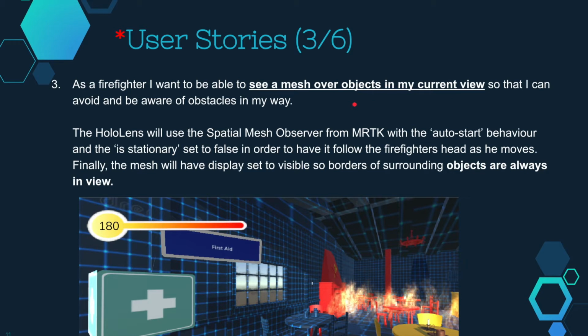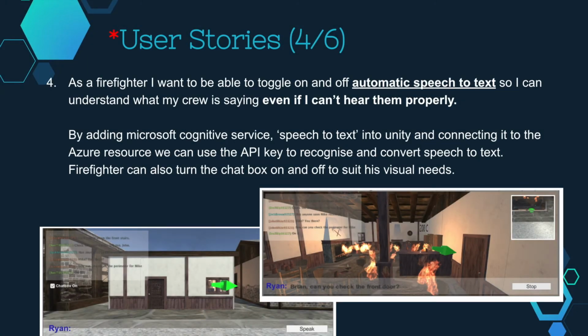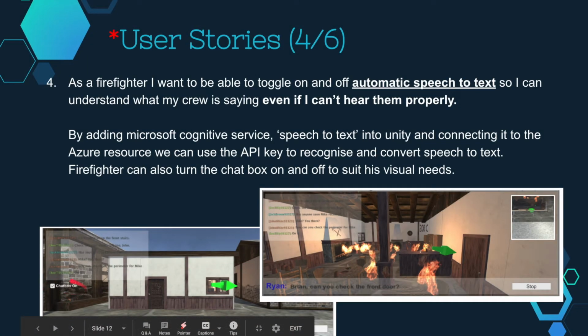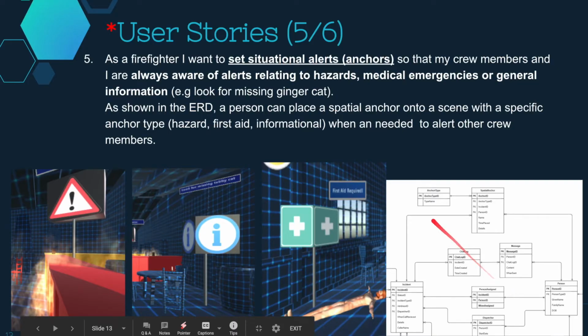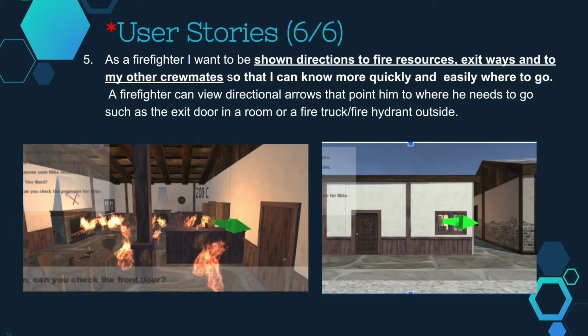Third is having firefighters see a mesh over objects in their current view so that they're always aware of where things are. Fourth, the ability for firefighters to have automatic speech to text so that even if they can't hear their crewmates, they can see what they're saying. Fifth is having firefighters set situational alerts or anchors so that they're always aware of alerts relating to hazards, medical emergencies, or other general information. And lastly, to have firefighters be shown directions to fire resources, exit ways, and also to their other crewmates.